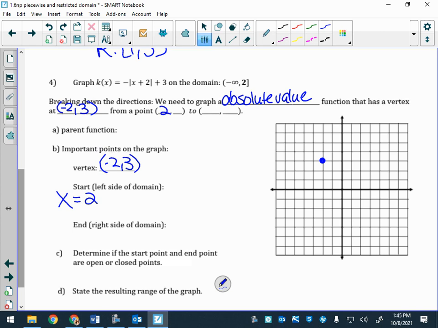Okay, if I plug in x equals 2, Sawyer, what do we got? -1. Is that going to be open or closed, Assad? Closed. Okay, so we have 2, -1 will be closed. So how can I figure out other points? Yeah, Grace. Sure.